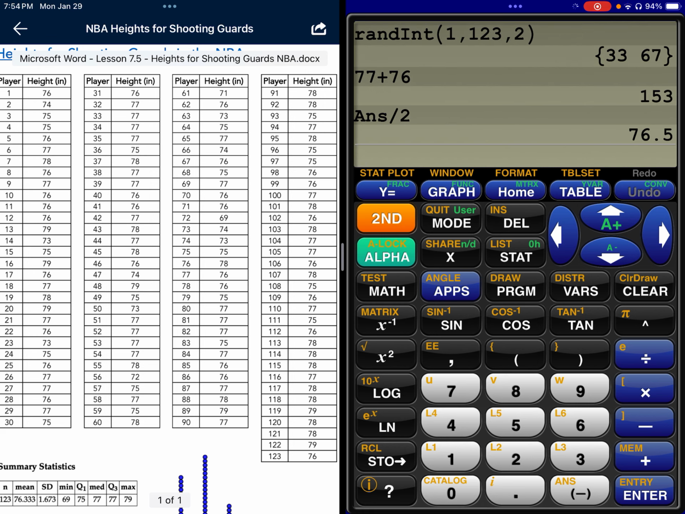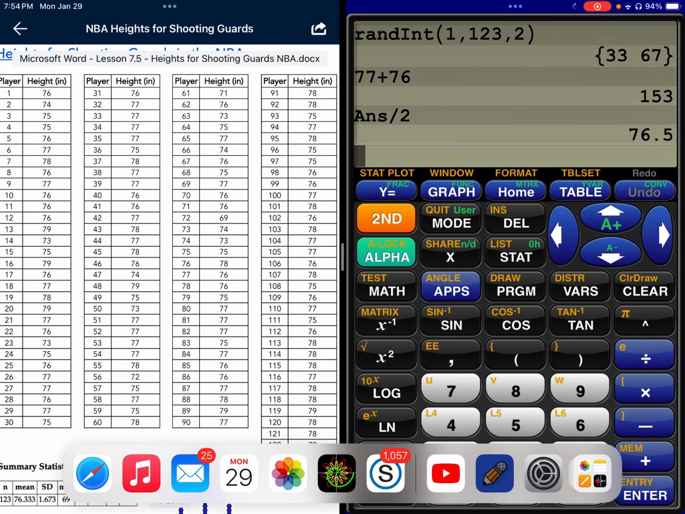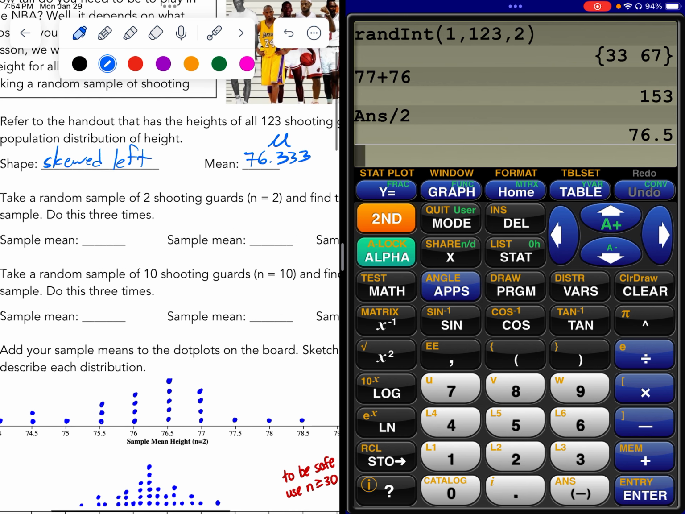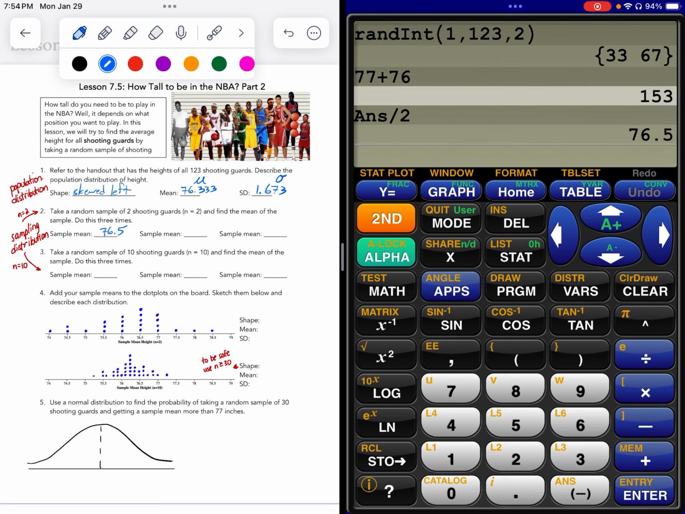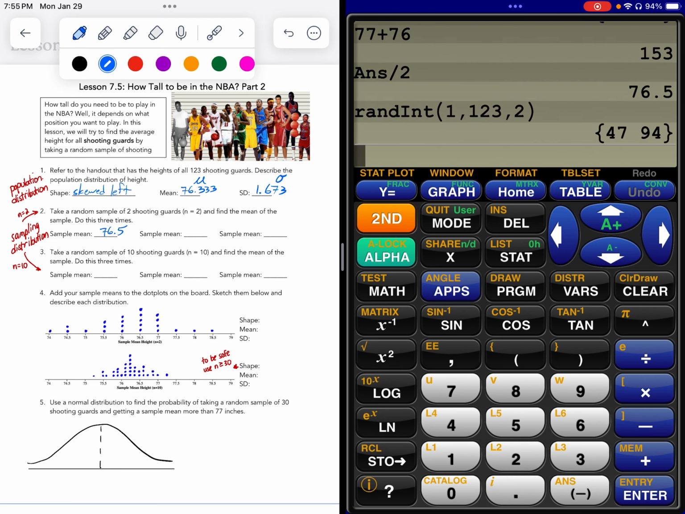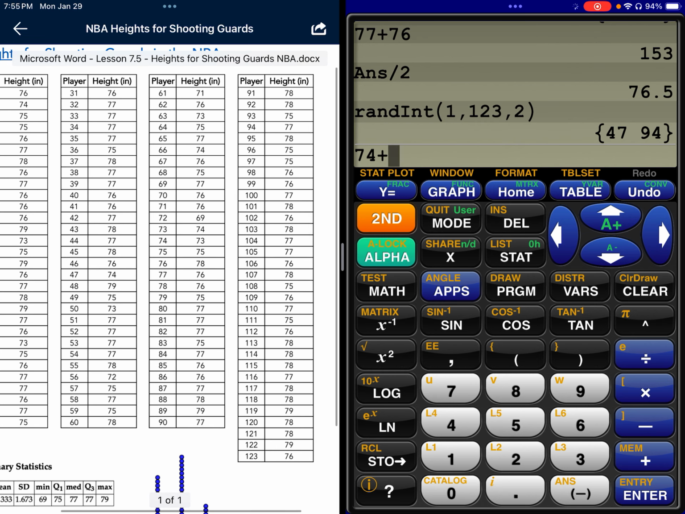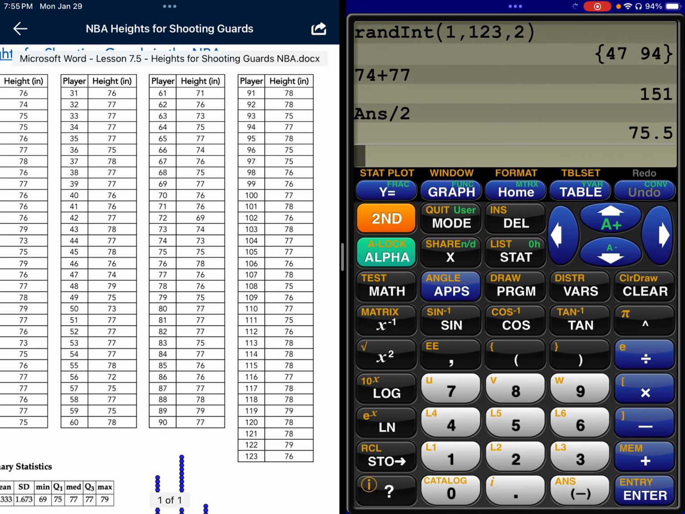So everyone in the class is going to do this for a sample of 2. So for my sample mean, I would have 76.5. Oh, that's right, that's coming back to me slowly, having a brain fart. Everybody in class is going to do this 3 times, okay? So I'll just walk through the motions. You can pause the video if you need to. So the 47th shooting guard had a height of 74, and the 94th shooting guard had a height of 77, divided by 2, so they have a 75.5. Let me do it one more time.